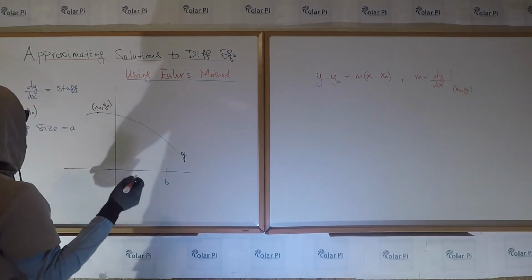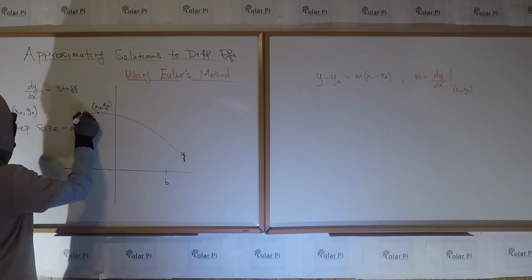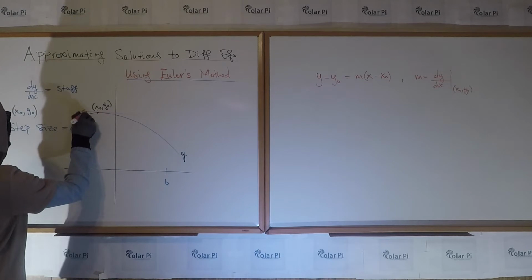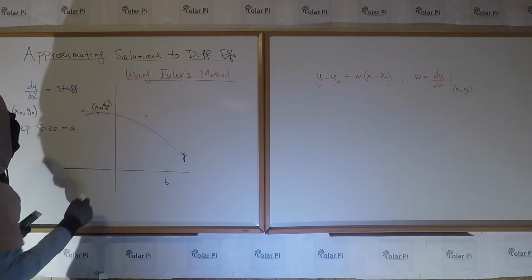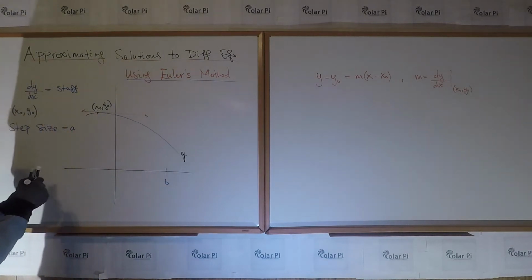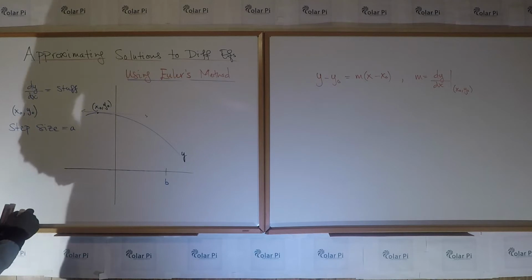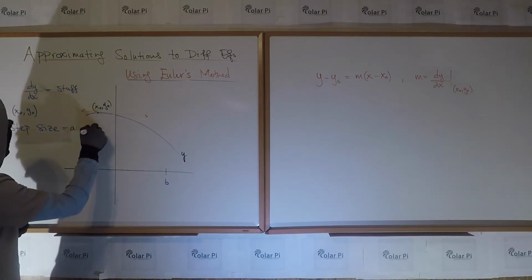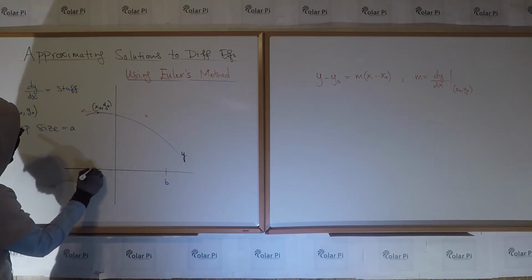What this line is going to look like is something like this. It's a tangent line, and of course it goes on forever, but we're not going to use it everywhere. We're only going to use it to take our step size of a. If we project this point down to the x-axis, we're starting with x0.